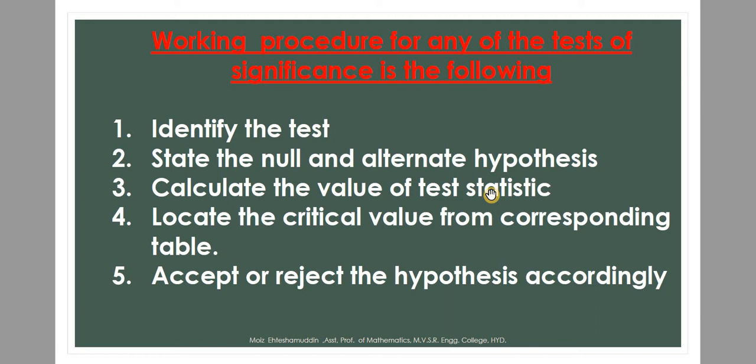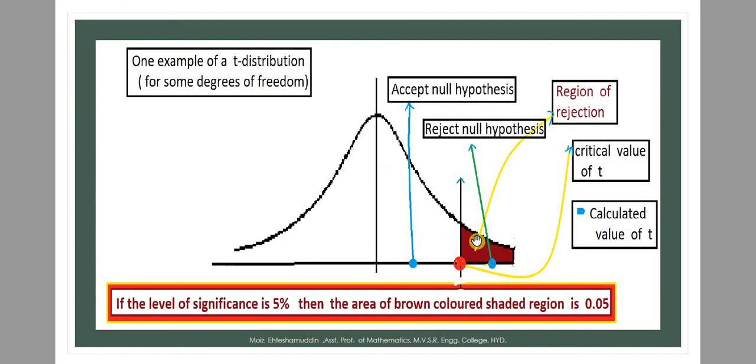In the case of the t-test, in three different cases, we will have three different formulas for calculating the t value. Once the t value is calculated, we will locate the critical value or the tabular value from the corresponding table. For the t-test, we will look at the t tables. For the f-test, f tables. For the chi-square test, chi-square tables, like that. Depending upon the value of the t calculated and the value of t from the table, we will accept or reject the hypothesis accordingly. So this is the main fundamental point to be remembered.